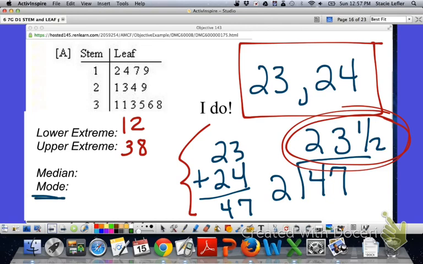And mode is the one that shows up the most often. So I'm looking for any data that repeats. I see 2 1s here, which represents 31. So the mode is 31.